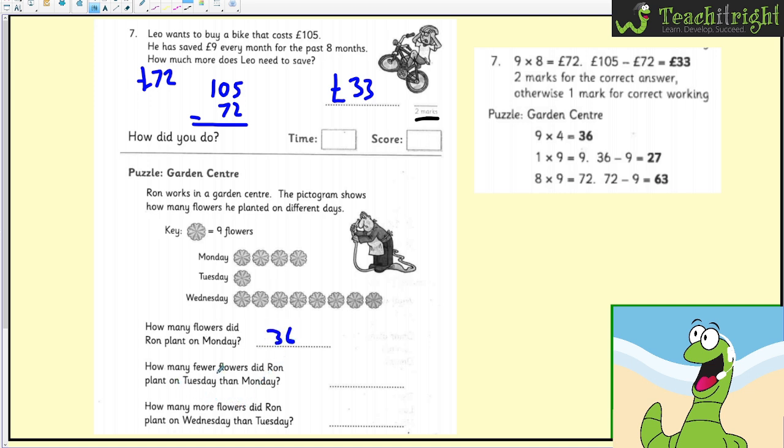How many fewer flowers did he plant on Tuesday than Monday? Well, that one was 36. And that one was 9, so the difference between them is going to be 27 because we take them away. And how many more flowers did Ron plant on Wednesday than Tuesday? Well, 8 times 9 is 72, so he planted 72 flowers on Wednesday, and the difference is 72 minus 9, which is 63. So I think he planted 63 fewer flowers. Wednesday was obviously a good day for planting. Well done.